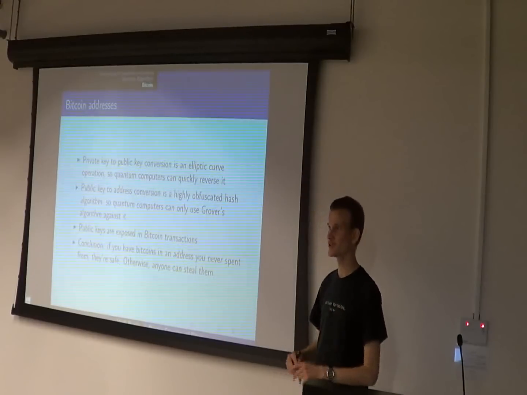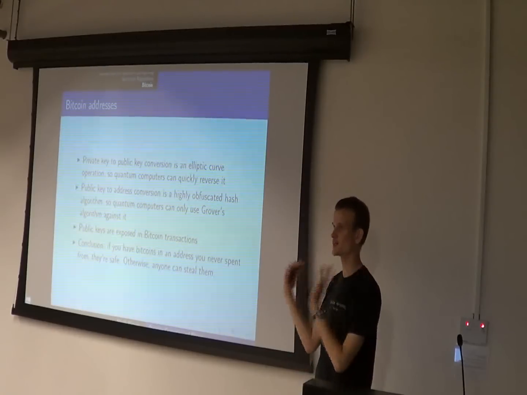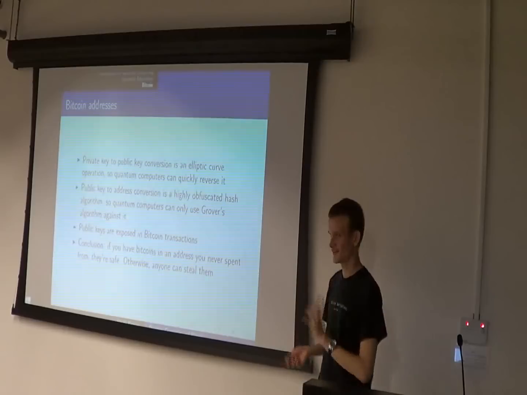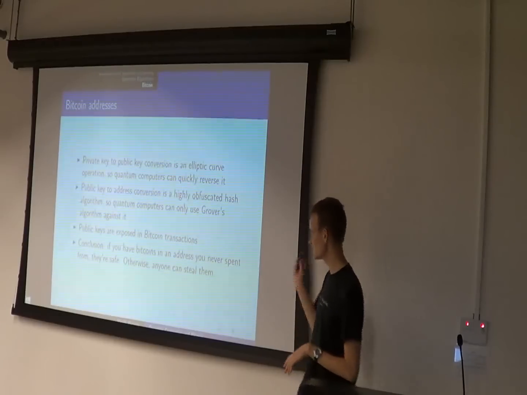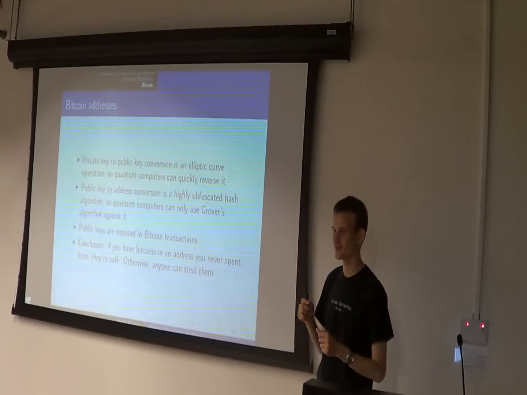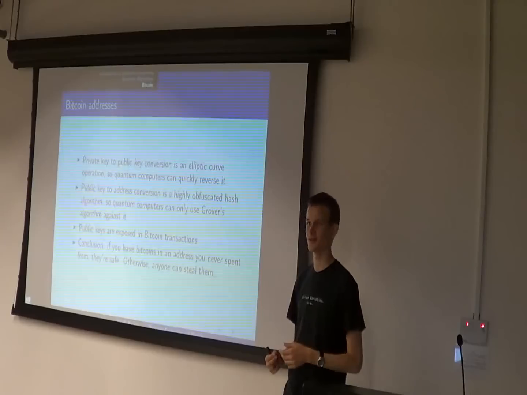Now, imagine that the transaction gets published. Imagine that someone out there has a quantum computer. They now have the public key and they can get the private key. So once you send a transaction from an address, that address is compromised. Also, if you receive a Bitcoin payment into that address?